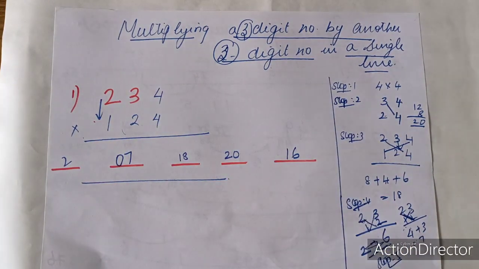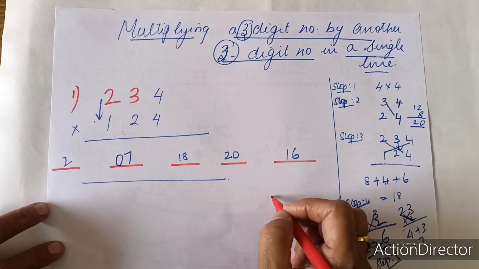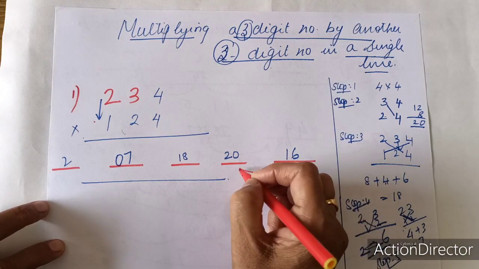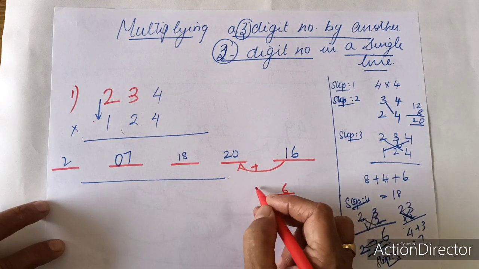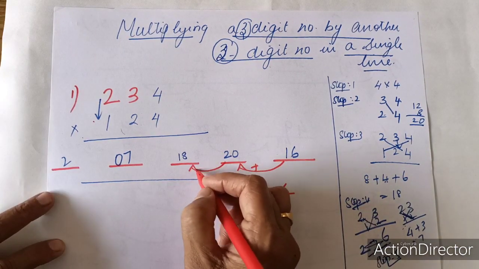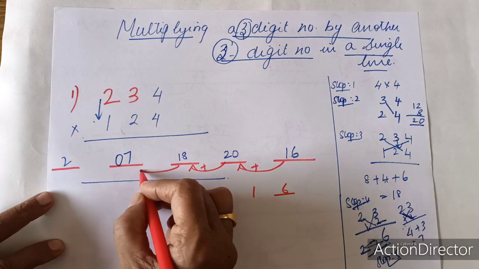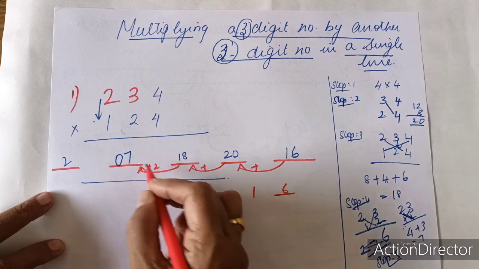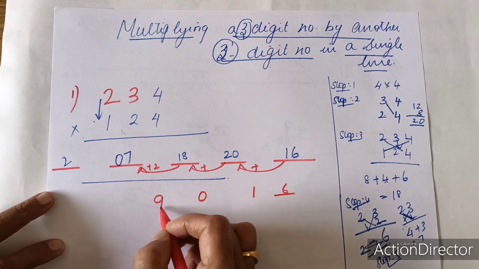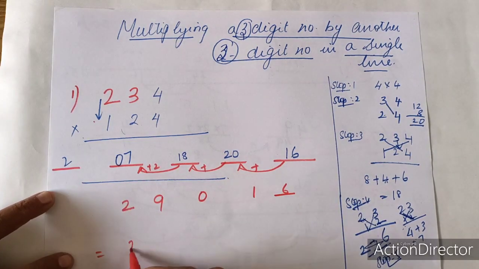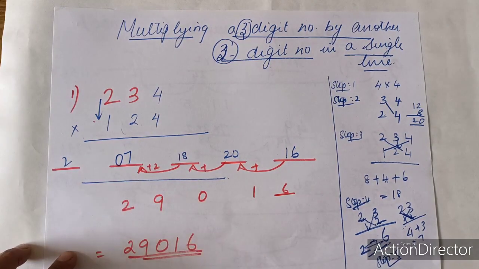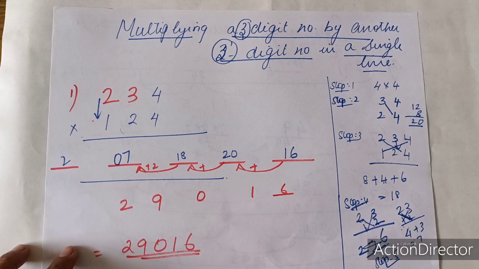Now let us add the carries. So the last digit will be 6. Here we are going to add 0 plus 1, so it will be 1. Again 2 is added, 18 plus 2 will be 20, 0 you are going to keep over here and add 2 over here, 2 plus 7 is 9, and the final one is 2. So my answer is 29016.